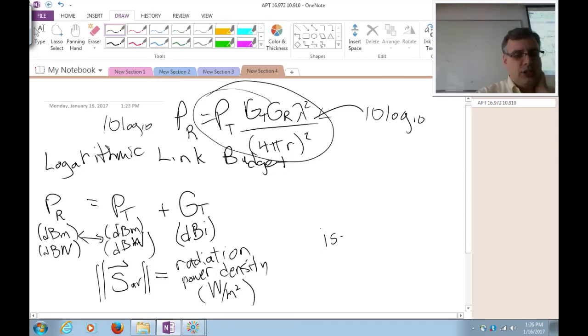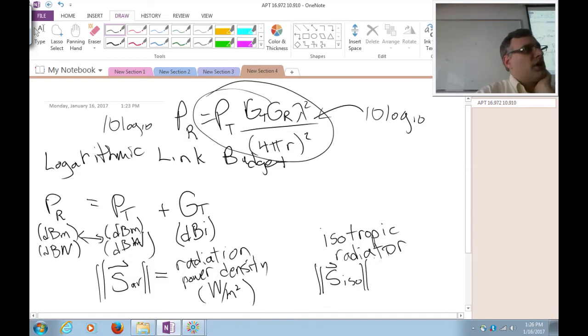Now, if I have an isotropic radiator, let's call this S iso. What is the word isotropic? That was another vocabulary word that came out of those first three background lectures on radiation. What does that mean? Same in all directions. Iso means the same in Latin. Tropos means side, I believe. Oh, good. We have a good Latin scholar here. And so, same in all sides.